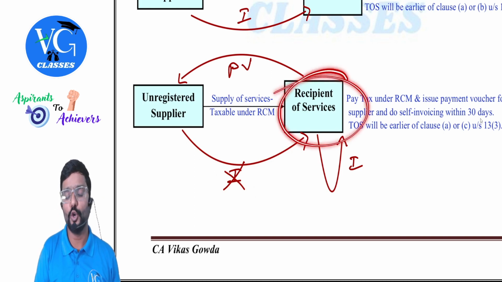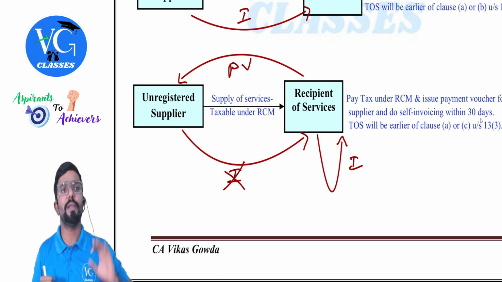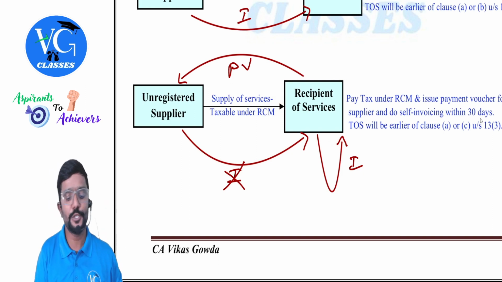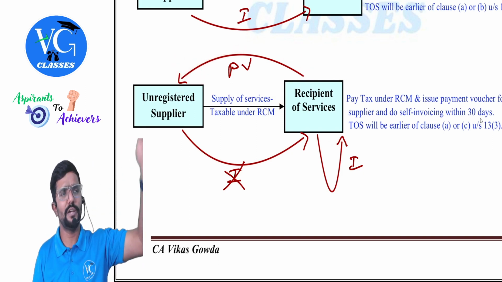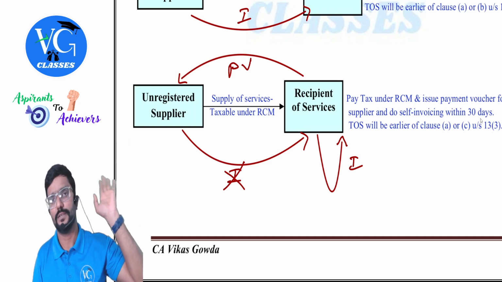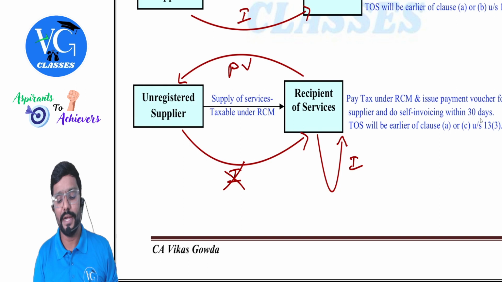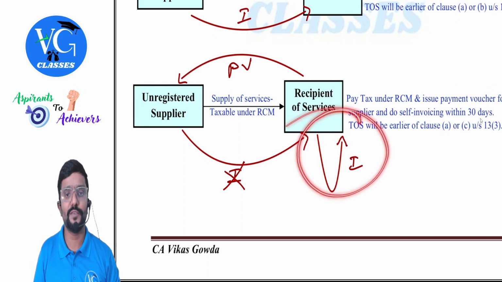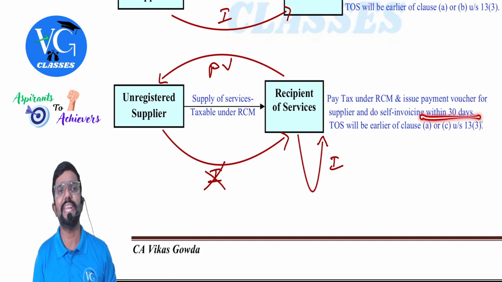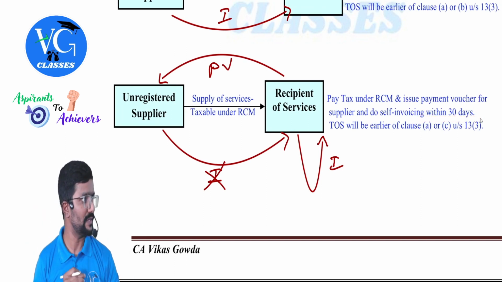So what should the recipient do? As RCM is applicable, he has to pay tax himself. Issue a payment voucher telling I have paid so much to you. So proof is this. He will issue the payment voucher to whom? The unregistered supplier. And he has to issue an invoice for himself. And what is the due date to issue the invoice for himself, guys? Within 30 days of receiving the goods or services.